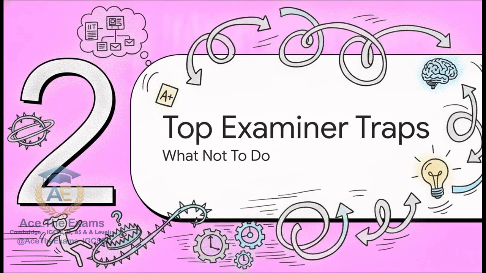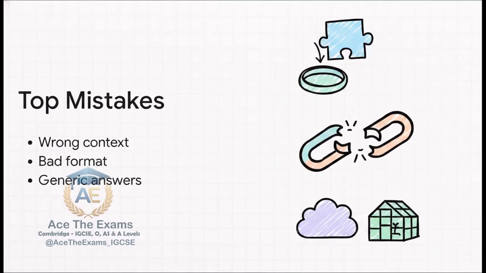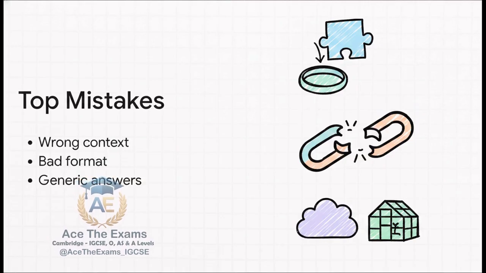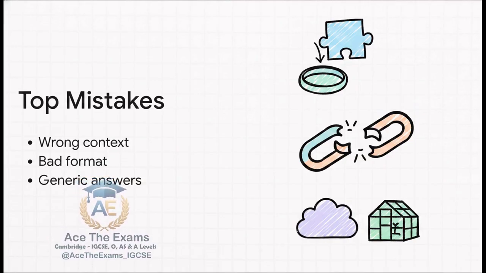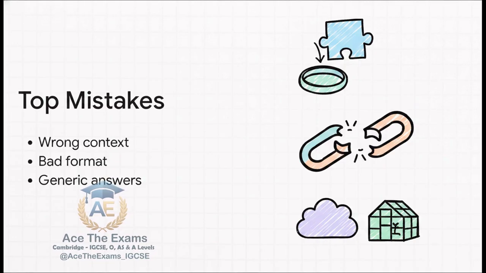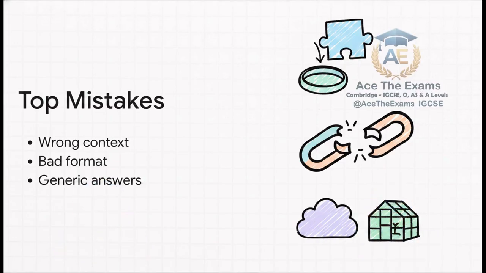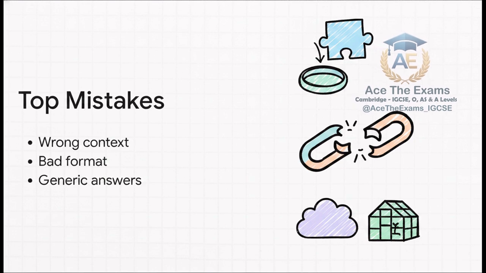Moving right along to section 2, top examiner traps. Now that we've got the architecture down, let's talk about what absolutely not to do. Knowing the right answer is honestly only half the battle. Knowing how to navigate the psychological minefield of the exam paper itself, that's what separates the average grades from the absolute top tier. These are the top 3 mistakes, pulled directly from Cambridge Examiner alerts.